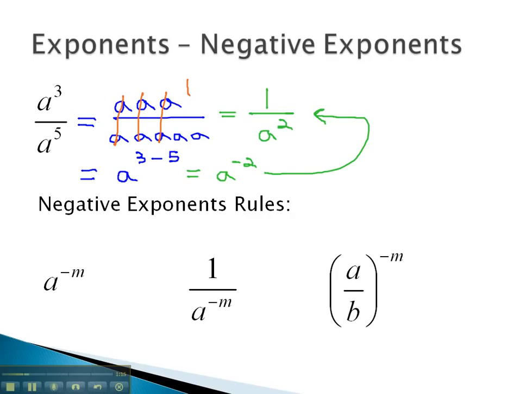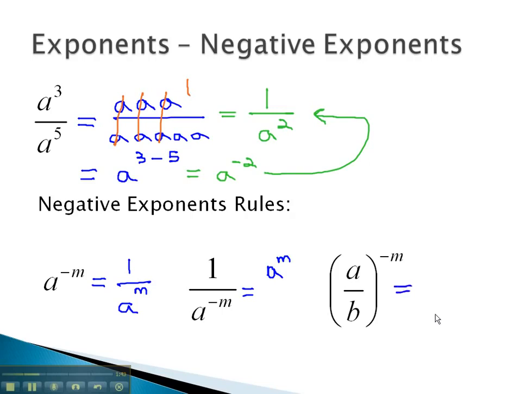This gives us our negative exponent rules. A negative exponent simply means we flip the base. In the first case, a to the negative m moves to the denominator, and now the exponent is positive. If the negative exponent occurs in the denominator, this means the leftovers will be in the numerator. We get a to the m over 1 in this case.